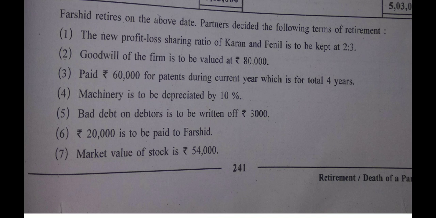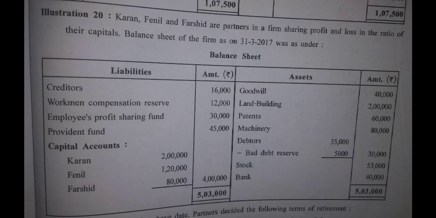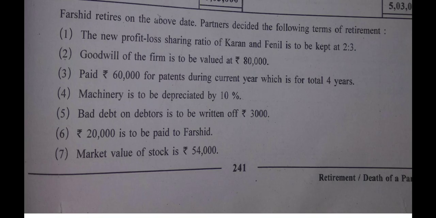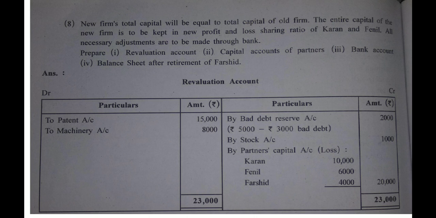Let us check the position of debtors. Debtors, it is 35,000. We have a reserve of 5,000, out of which we have to write off the bad debt of rupees 3,000. Okay, this again seems to be new. A little bit varied, I can say, not new.